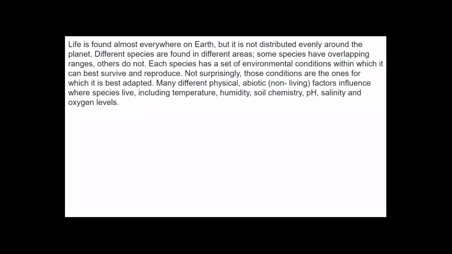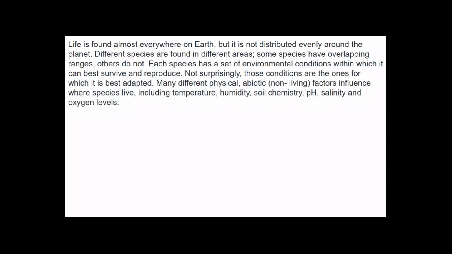Life is found everywhere on the earth, but is not distributed evenly around the planet. Different species are found in different areas, and some have overlapping ranges, others do not. And each species has its set of environmental conditions in which it can best survive and reproduce. And these are going to vary from one organism to another. So not surprisingly, these conditions are the ones for which it is best adapted. Many different physical or abiotic factors influence where a species lives, including temperature, humidity, soil chemistry, pH, salinity, and oxygen levels. And of course, it won't be just abiotic factors, but biotic as well.